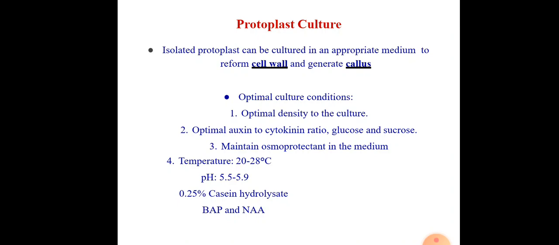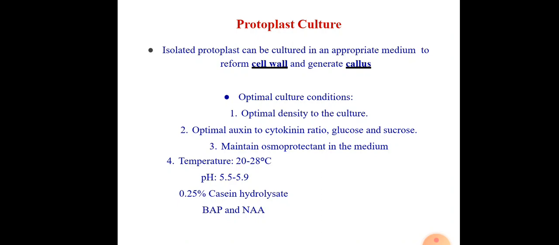Now how to culture? Now we have taken the somatic hybrid protoplast, so we have to culture the protoplast. The isolated protoplast can be cultured in an appropriate medium to reform cell walls, as well as regenerate the callus. Because we have to regenerate the cell wall, then only will we have some structure, then only will we have the protective purpose, and then only will it have some mode of action also.